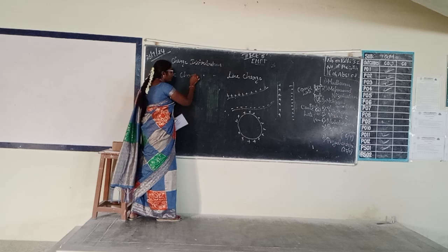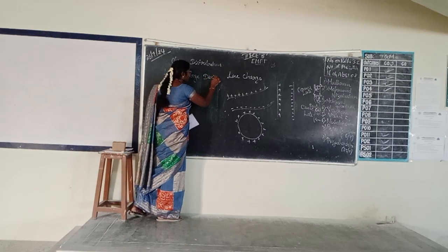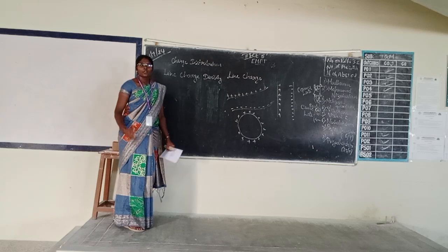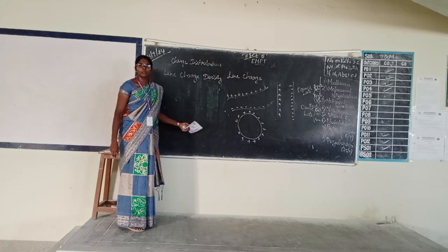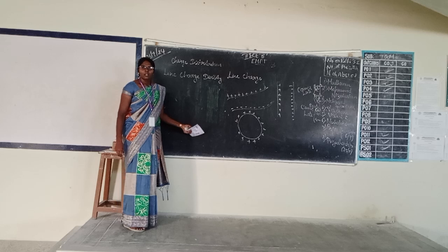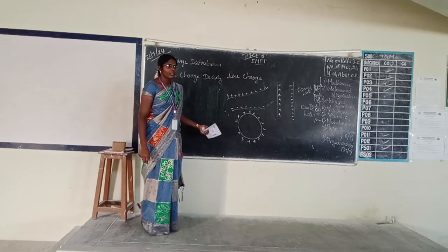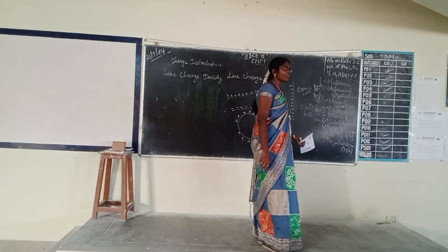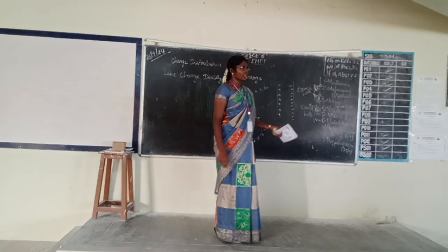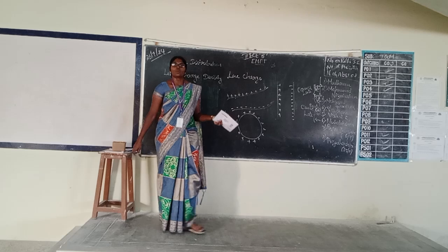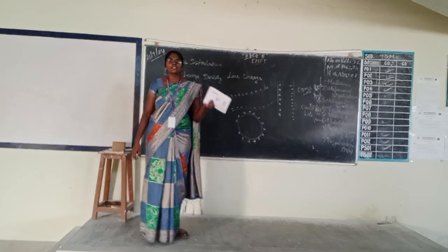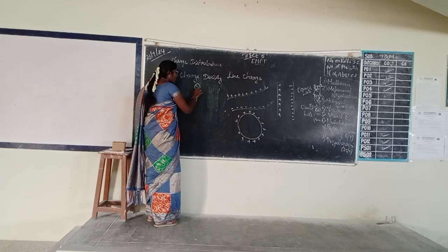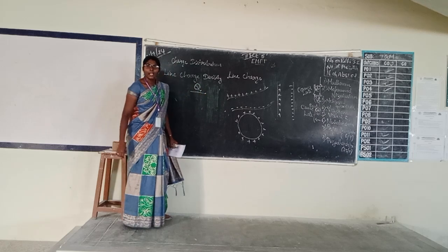Line charge density. You can easily define it. Density means what? Q by unit length. Q is the charge. Charge density is defined as the ratio of charge per unit length.